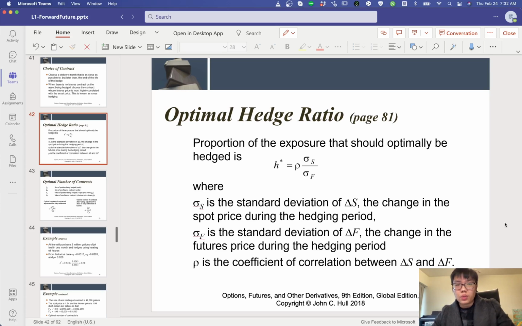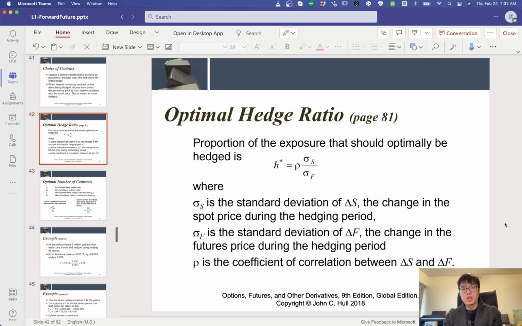So the next thing I want to introduce to you is the hedge ratio. It means that we want to use futures and forwards to hedge our positions. Normally we need to calculate how many forward contracts or futures contracts to buy so that we can hedge our positions.